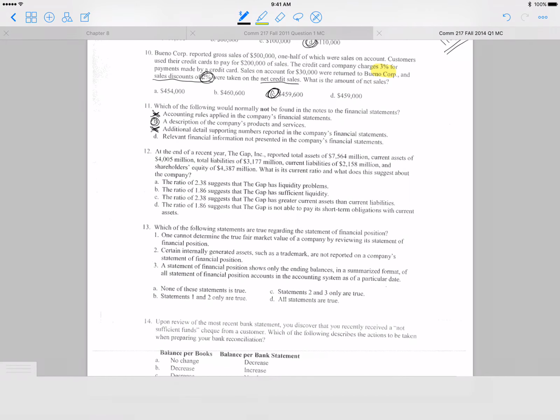D says the relevant financial information not presented in the company's financial statements. Well, that's important because relevant means it's a material amount. So there definitely should be an explanation of the relevant information, so that would also be in the notes. So to conclude, the answer for 11 is B.